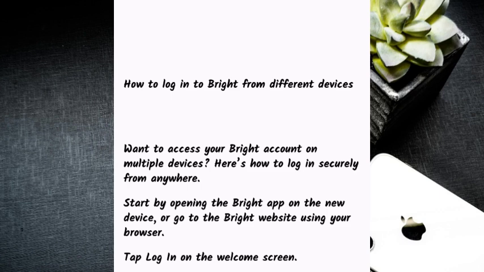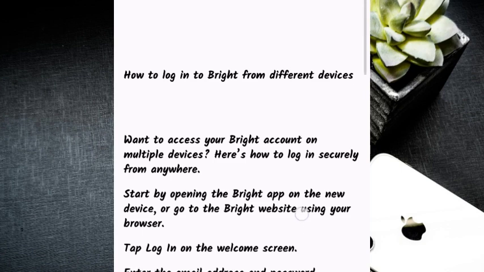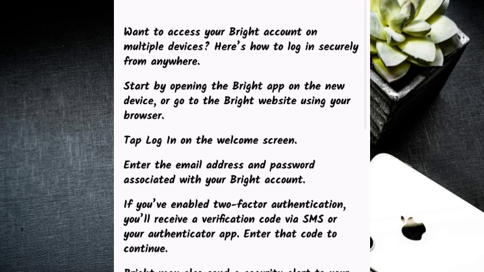Start by opening the Bright app on your new device, or you can just go to the Bright's website using your browser. Tap Login on the welcome screen. Now enter the email address and password associated with your Bright account. If you've enabled two-factor authentication, you're going to receive a verification code via SMS or your authenticator app. Enter that code to continue.